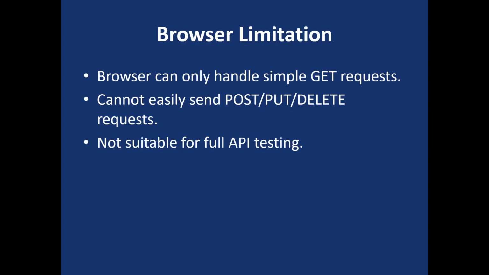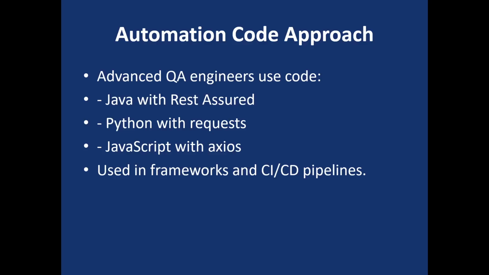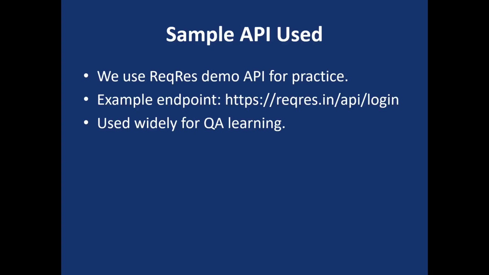So next thing is browser, which is of limited use. So browser can only handle simple GET requests. You cannot easily send POST, PUT, DELETE requests, so it's not suitable for full API testing. Third one is using an automation code approach. So in advanced SDET roles, Java plus REST Assured, Python plus requests, JavaScript plus Axios are used in automation frameworks as well as in CI/CD pipelines.